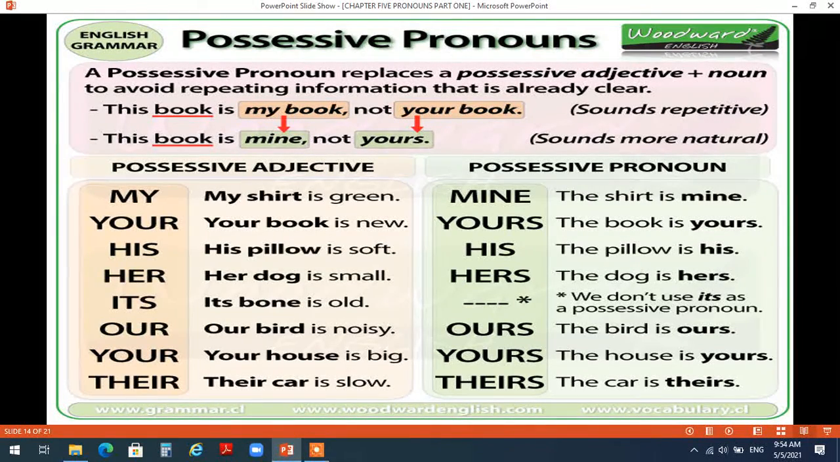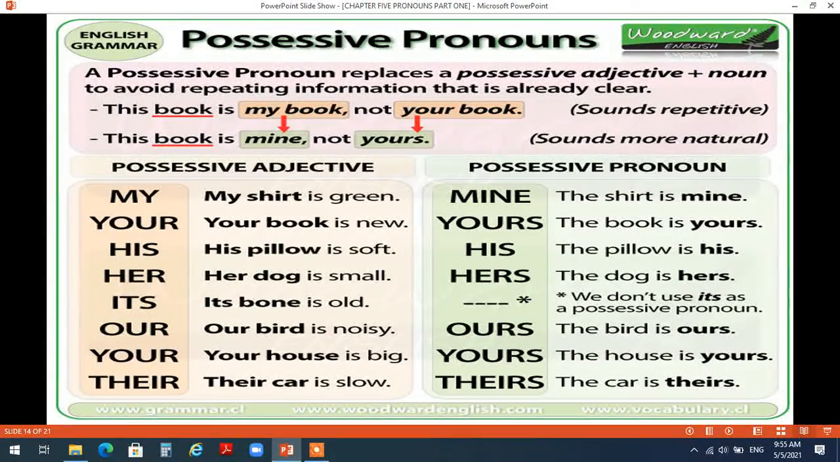Its, again, is a possessive adjective which is followed by a noun, while for possessive pronouns, we don't use its as a possessive pronoun. لا نستخدم its كpossessive pronoun وإنما نستخدمه فقط كpossessive adjective، يعني دائما لابد أن يكون its متبوعا باسم.